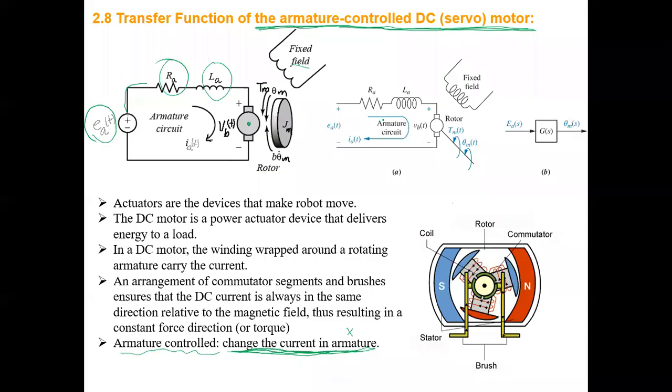This is armature control. Okay, in our case, our field is fixed. So we change the current here. So we change the current on the armature. That's why this is called armature controlled motor.